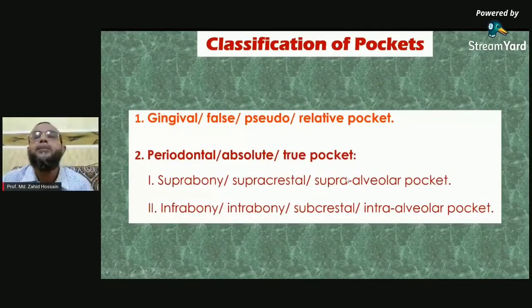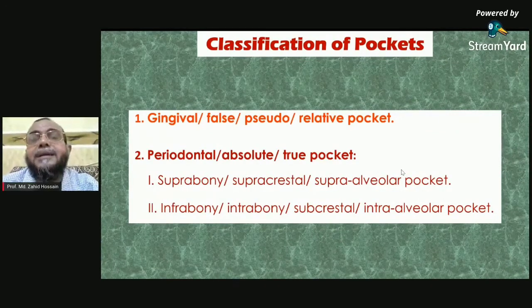The classification of pockets is very important for you. How to classify? Usually we make it two types. One is gingival or pseudo or false or relative pocket. It means the pocket has started. When you insert the probe in the gingival sulcus, you will find that it is more than 3 millimeter. But how can we be sure this is a false pocket?